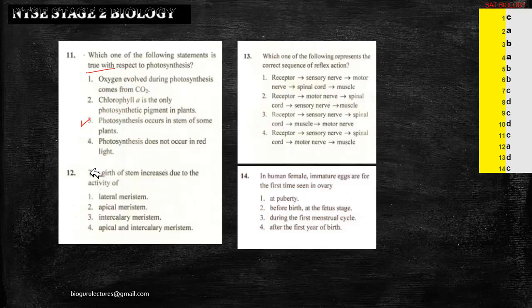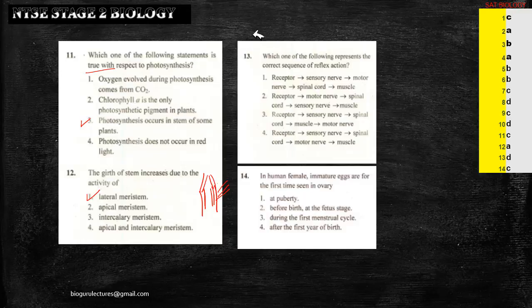Next, question 12. The width of stem increases due to the activity of. So we have three types of meristems. The lateral meristems increase the growth of the plant, as you know. They are indicated like this: the lateral meristems which are present here, the apical meristems which are on the top, and the intercalary meristems which enable the stem growth.